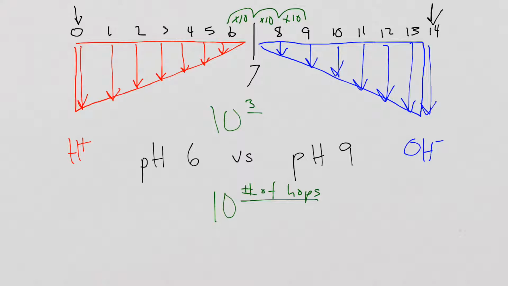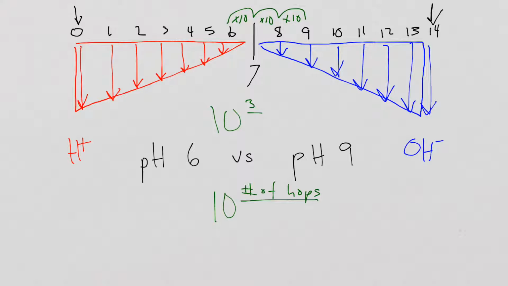Okay? So if we can follow that general rule, we'll stop seeing people say, oh, well, it's 3 hops, so 3 times 10, it's 30 times more acidic. Nope. Oh, it's 3 hops, it's 3 times more acidic. Nope. It's a logarithmic scale.